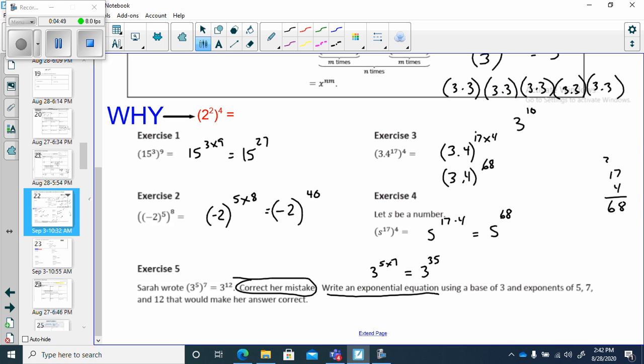Okay? With a base of 3, and my exponents are 5, 7, and 12. Didn't we just learn, if let's see, 5 plus 7 is 12, isn't it? So if I have 3 to the 5th power times 3 to the 7th power, if I'm multiplying the same bases, wouldn't I add the exponents? Wouldn't that give me 3 to the 12th power? So whenever you're multiplying the same base, you add the exponents. 5 plus 7 is 12. Whenever you are raising a power to a power, you multiply the exponents. There's your difference, okay?